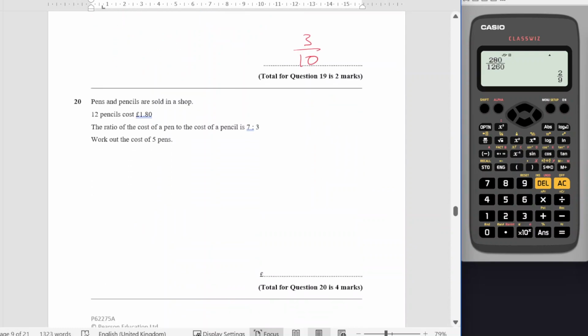Okay, question 20. Pens and pencils are sold in the shop. 12 pens cost £1.80. The ratio of the cost of a pen to the cost of a pencil is 3 to 7. Work out the cost of 5 pens. In effect, probably the most straightforward way, pens to pencils, 7 to 3. We want the cost of 5 pens.